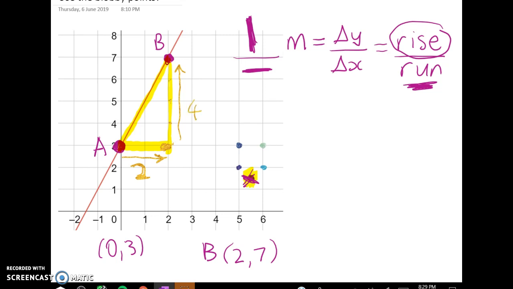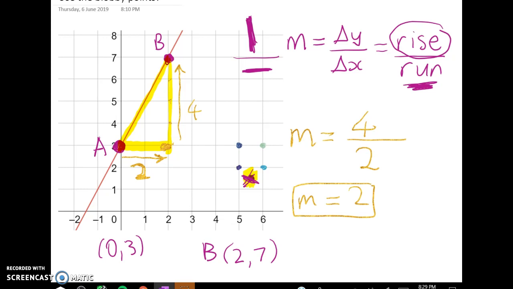Okay, so my gradient in this example, m, is equal to, how far out did I go? Well, I went out 2. How far up did I go? I went up 4. So now I've got 4 divided by 2. So my gradient here is 2. Now, does that make sense?